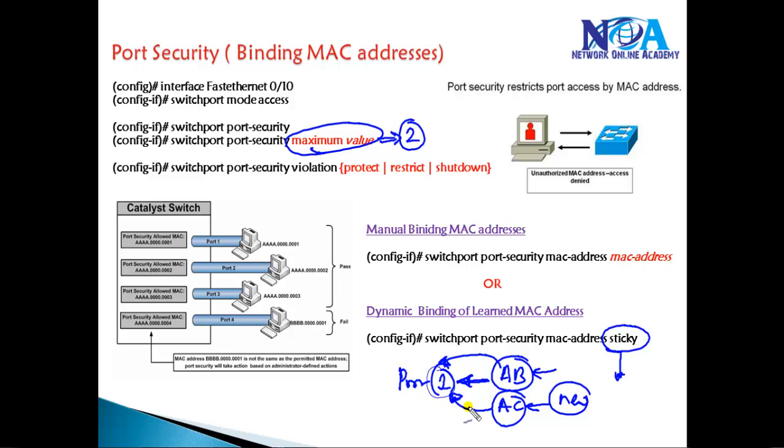And if it learns any other MAC address, let's say in my scenario it's going to learn the third MAC address, as the maximum value is 2, it's going to allow only 2 MAC addresses bound, and these are bound dynamically. We don't need to manually type the MAC address. If you're doing it manually, we need to say MAC address and then AB, and then AC, in 2 different lines. So instead of doing it manually, we can also do the binding automatically by using the sticky option.